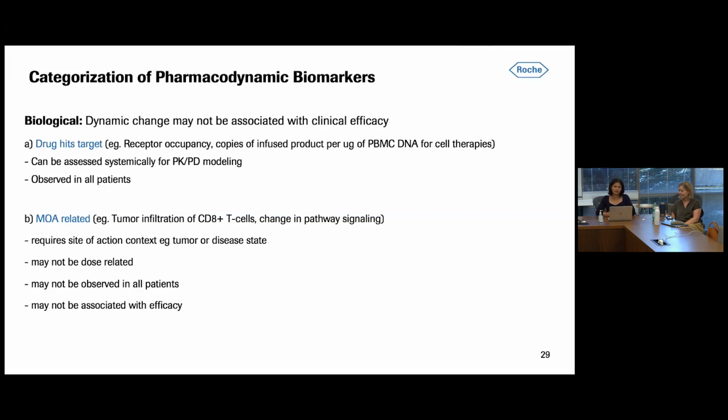And we ended up killing the program in phase 1. But it took that investment of enrolling 20 patients at an MTD and doing the biopsy study to get to that point. So this can be an expensive endeavor.